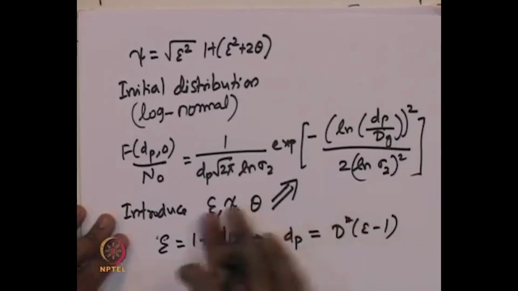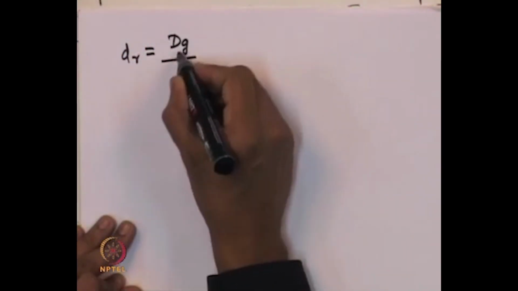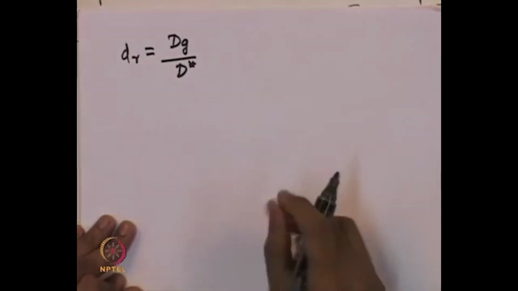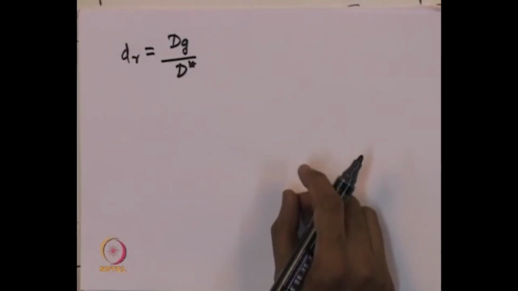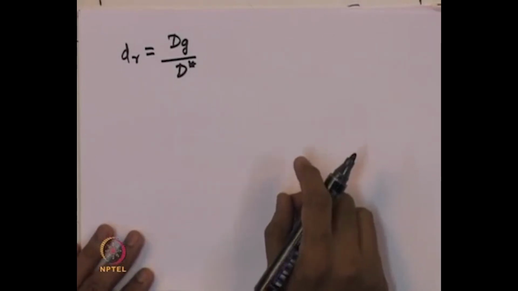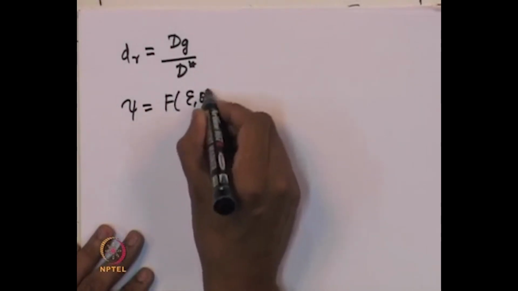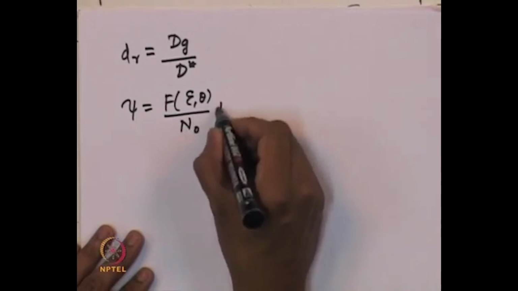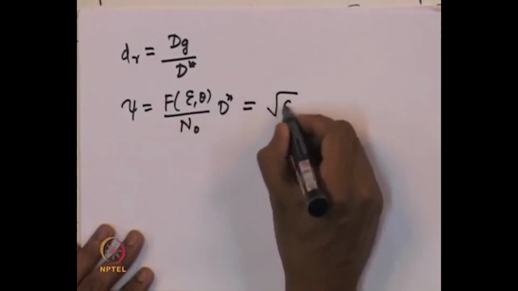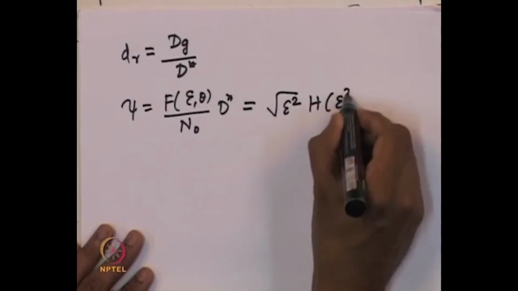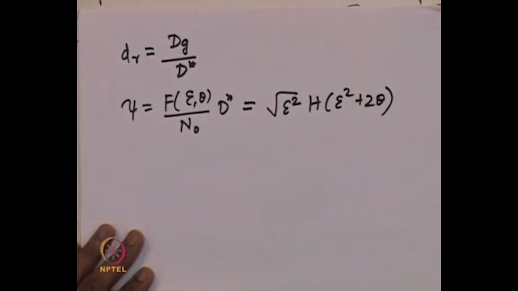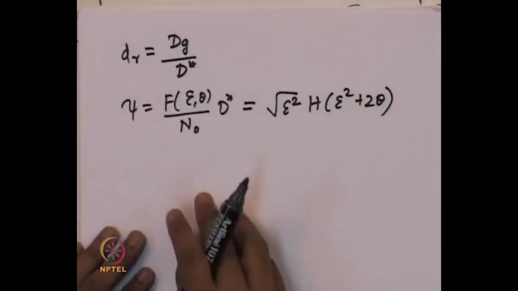So, if we assume a new variable dr is equal to dg divided by d star, where dg is some parameter of the distribution and d star is the diameter at which the mass transfer rate and the reaction rates are equal, then we can find out that psi is equal to some f of epsilon comma theta divided by n naught into d star, that should be equal to square root of epsilon square into h of epsilon square plus 2 theta. So, that is the functional form of this variable psi.